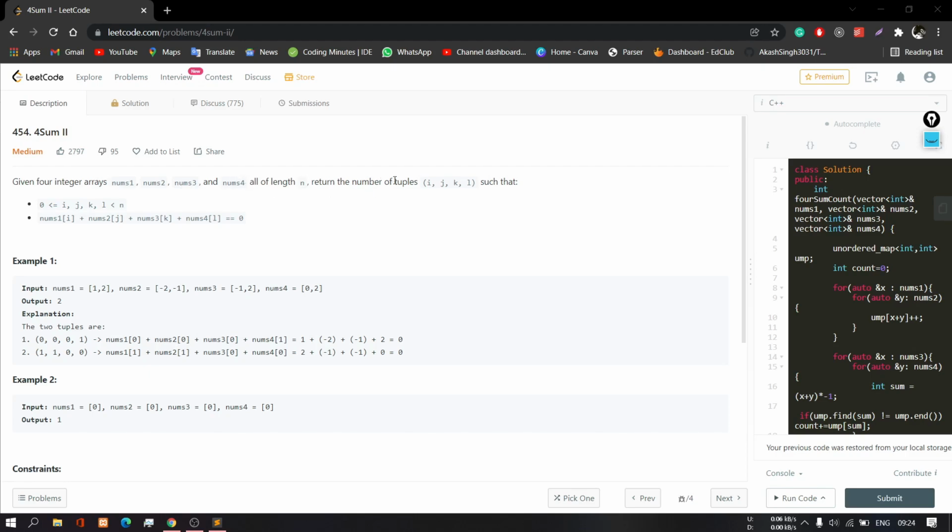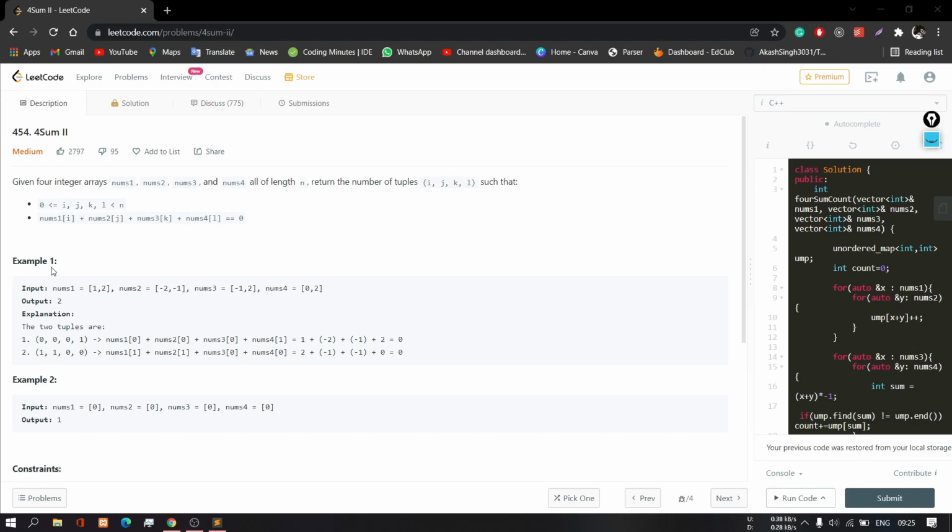Return the number of tuples (i, j, k, l) such that i, j, k, l are from 0 to less than n, and nums1[i] plus nums2[j] plus nums3[k] plus nums4[l] is equal to 0. Okay, I think you understood that we have to find all the combinations which give us 0.